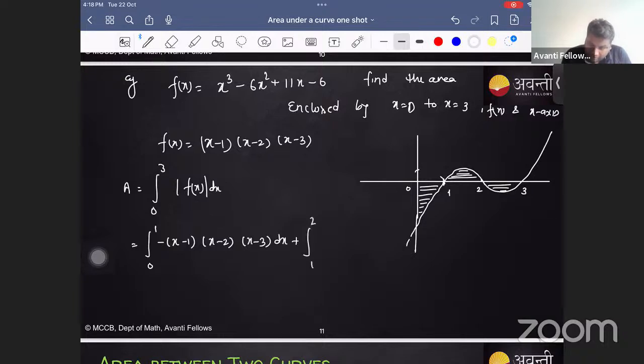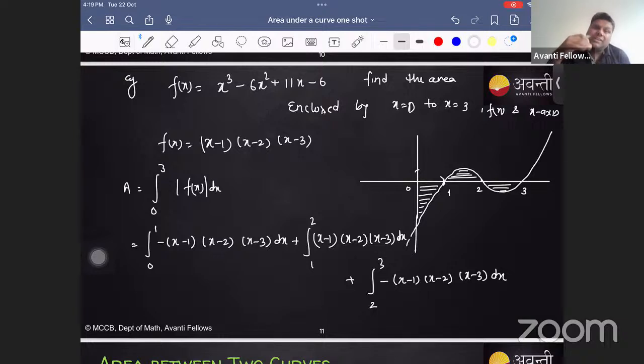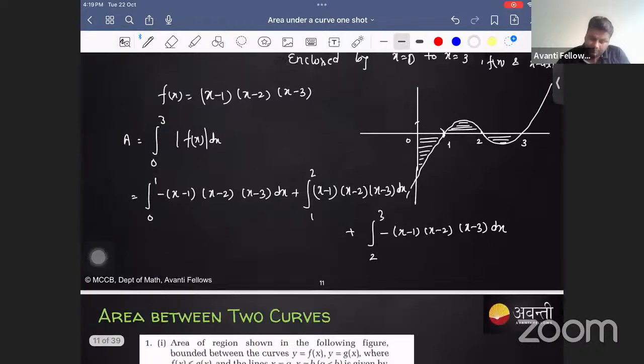Then between 1 to 2, curve is positive. So it is x minus 1, x minus 2, x minus 3 dx. And between 2 to 3, it is again came below the x-axis. So you again apply negative sign, then it will be x minus 1, x minus 2, x minus 3 dx. Now these are simple polynomials. You know how to integrate them. Am I clear? So this is how we find area of those curves which are sometimes above the x-axis and sometimes below the x-axis. Got it?